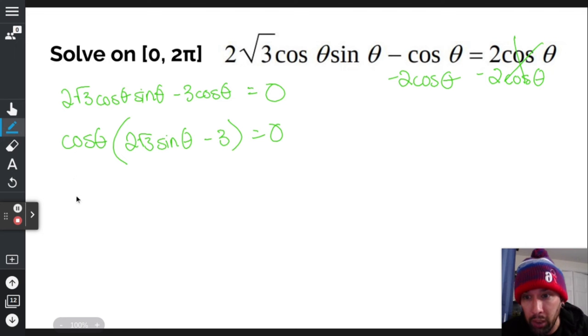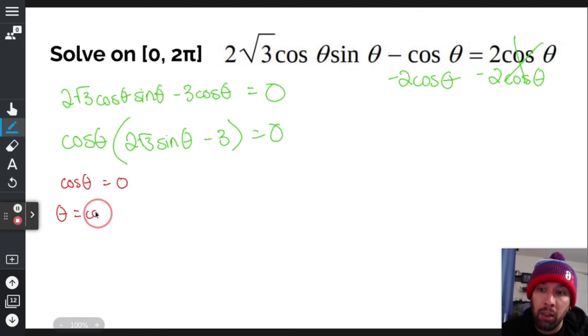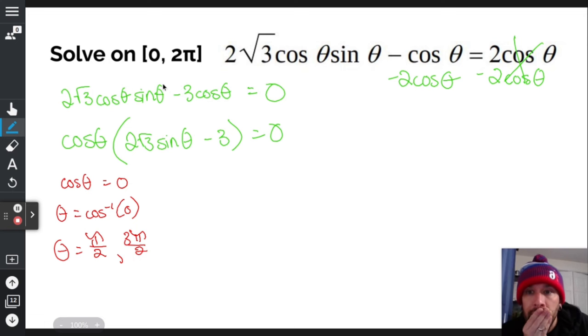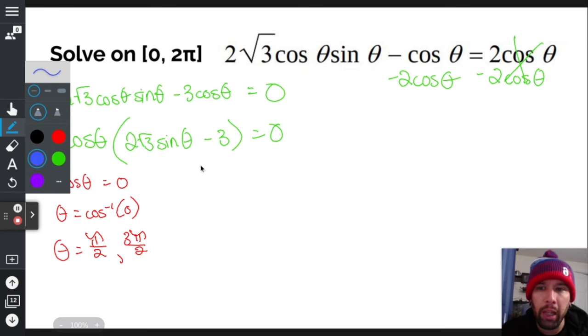So the first one's lovely. Cos theta equals 0 means I inverse cosine both sides, and theta is going to be the inverse cosine of 0. And the inverse cosine of 0 happens at 2 spots, pi over 2 and 3 pi over 2. So theta is pi over 2 and 3 pi over 2. And again, don't have to worry about the weird period stuff that we saw before. Everything's exactly where it needs to be. Hooray. Now, the other one is going to be a little less pleasant.